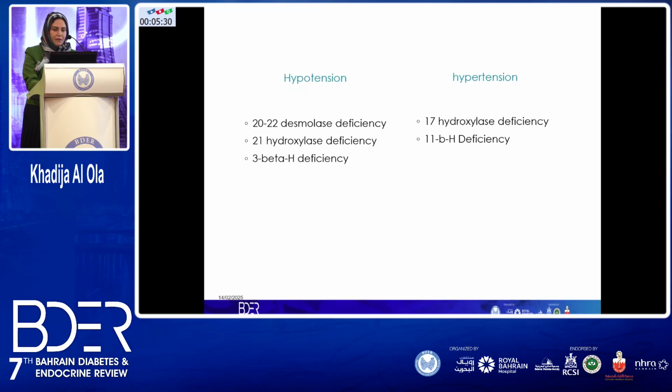So in summary, I almost finish. To simplify, it's mainly 5 enzyme deficiencies in congenital adrenal hyperplasia. Some cause hypotension, like 20-22 desmolase, 21-hydroxylase, and 3-beta. Others can cause hypertension too, 17-hydroxylase deficiency and 11-beta, due to the precursor, which in one is deoxycorticosterone, and in the other, because the pathway is only aldosterone. In 17-hydroxylase, the pathway is only aldosterone, so we have high aldosterone.